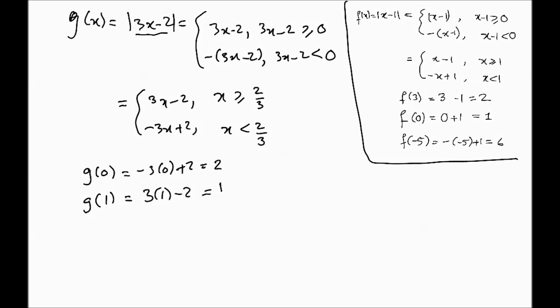So if you want, you can use another one like g of minus 5. Let's do g of minus 5. g of minus 5 would of course fit into here because minus 5 is less than 2 over 3. So that's going to be minus 3 times minus 5 plus 2, so it's equal to 17. So that's basically how we calculate these values.